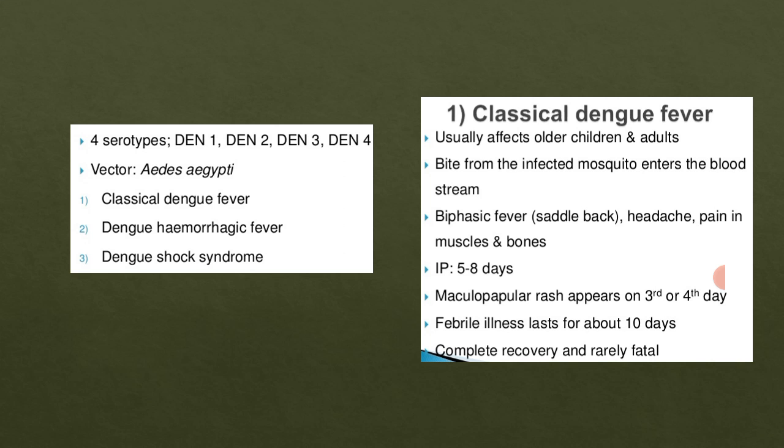Then the febrile illness will remain for about 10 days. The febrile illness will remain latent, okay, and that is for about 10 days. Then complete recovery is possible in case of classical dengue fever, and the disease very rarely turns into the fatal one. Otherwise, this type of fever is 90 or 99% recoverable, completely recoverable, okay, and very rarely it will turn into a fatal disease, okay.